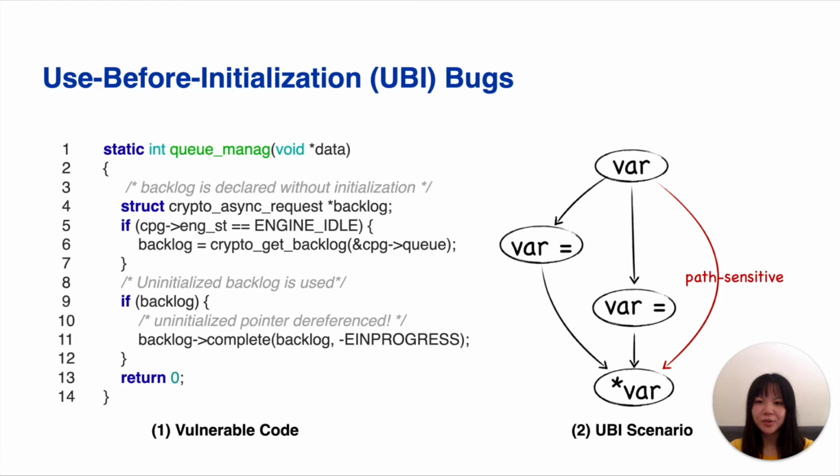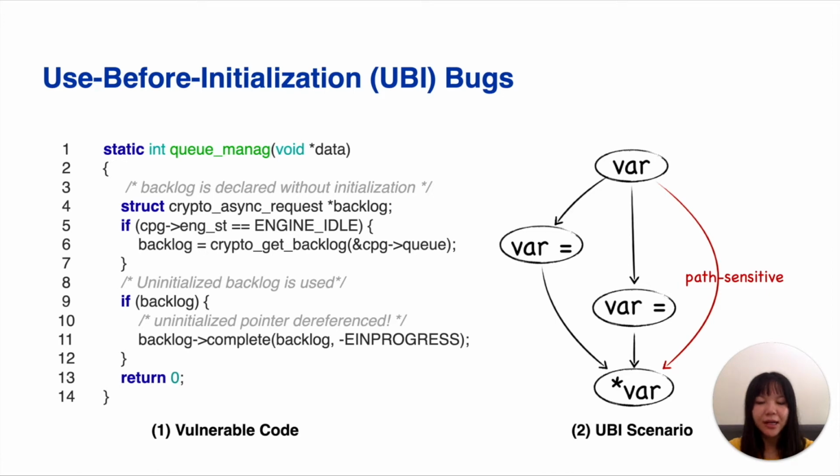First, what are use-before-initialization bugs? Here is an example. In this piece of code, a local variable backlog is defined in line 4 without any initial value, and if the condition in line 5 holds, it's initialized. Otherwise, it remains uninitialized. Uninitialized does not mean there's nothing inside, but means it stores whatever value was left on the stack. However, the variable backlog is used in line 9 in the if condition. Moreover, in line 11, it's dereferenced.